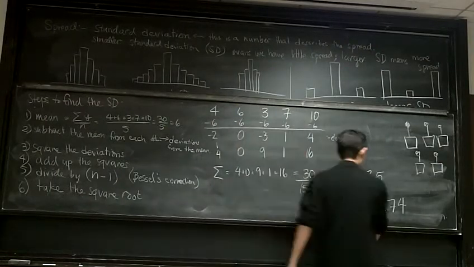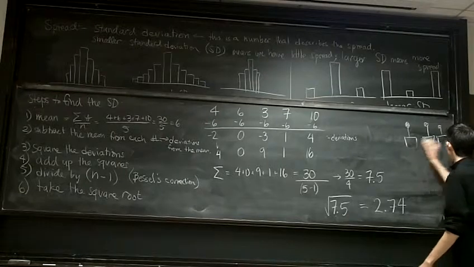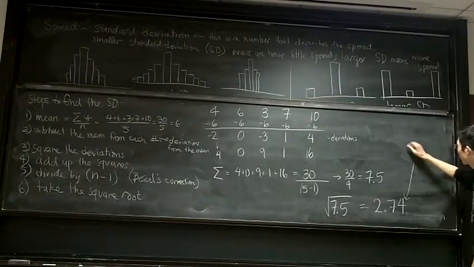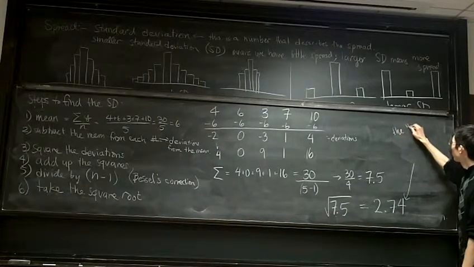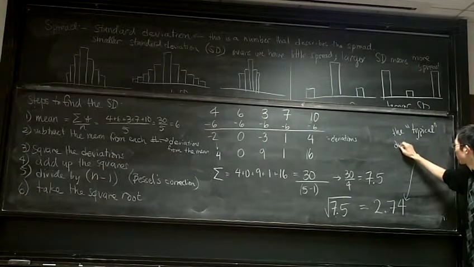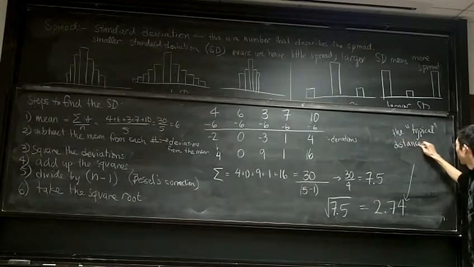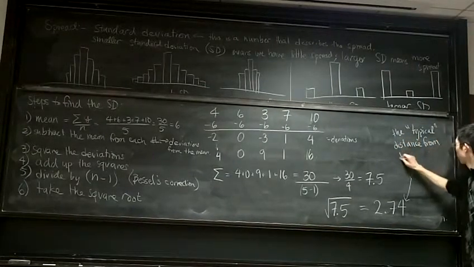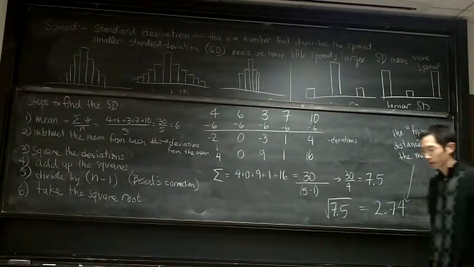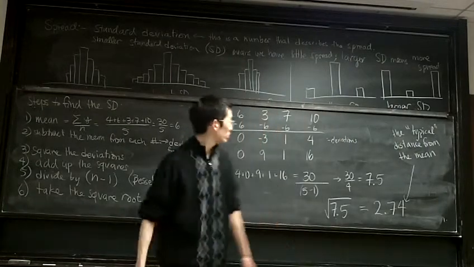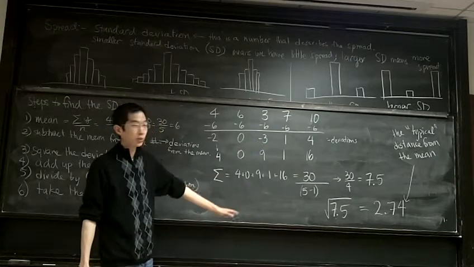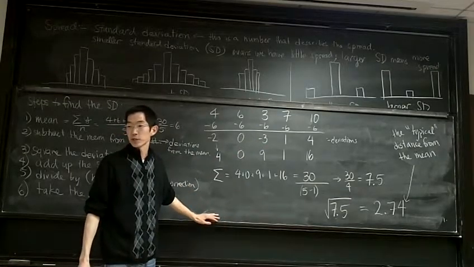So another definition for the standard deviation, this 2.74, can be thought of as the quote-unquote typical distance from the mean. Okay, so these are the 5 numbers that are recorded, and I got 2.74 as my standard deviation.